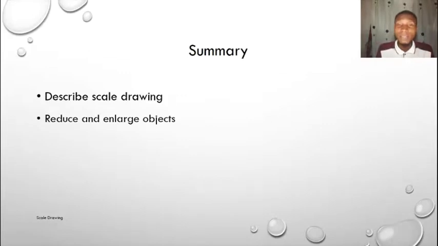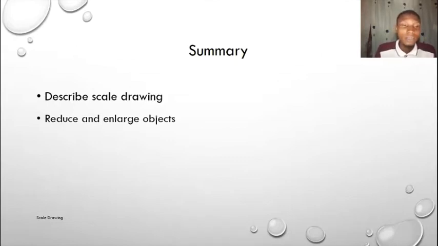For reduction you divide, for enlargement you multiply. If you want to enlarge that same dimension, 100 by 50, let's say you want to enlarge it by 4, in the ratio 4 to 1. In that case, you're going to multiply by 4. So 100 times 4 is 400, 50 times 4 is 200. So the dimension of the drawing now is going to be 400 by 200 millimeters.